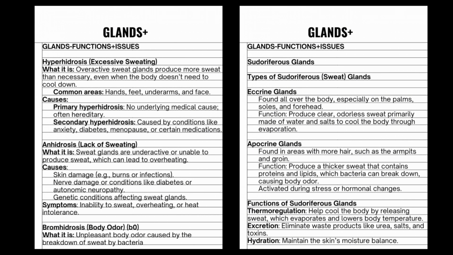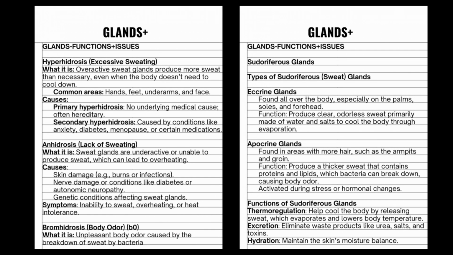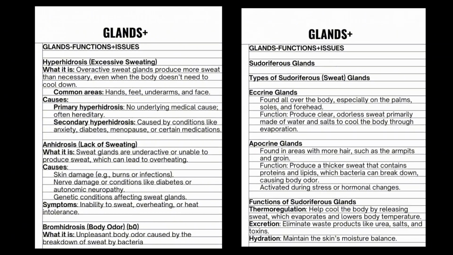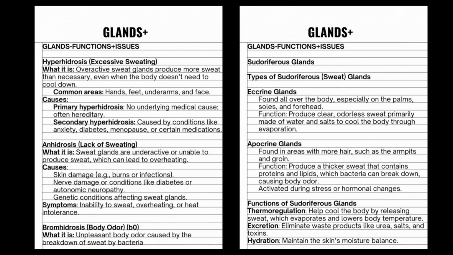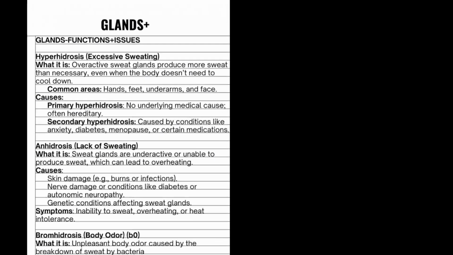through evaporation. The apocrine glands are found in areas with more hair, such as the armpits and groin. Their function is to produce a thicker sweat that contains proteins and lipids, which bacteria can break down, causing body odor. They are activated during stress or hormonal changes. Functions of the sudoriferous glands: thermoregulation, excretion, and hydration.